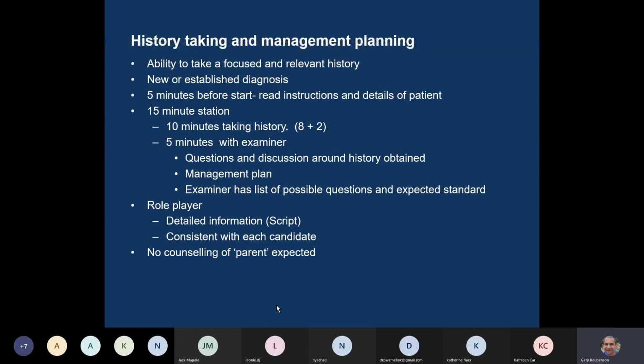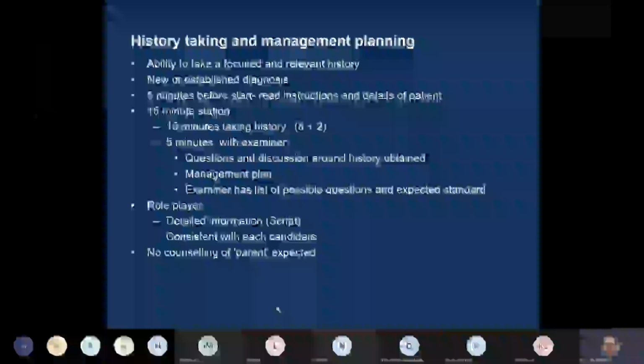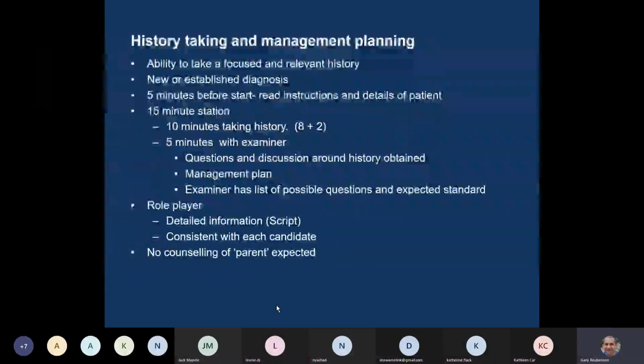Structure is fairly similar: 5 minutes before to read the instructions and plan what you're going to do. 15 minutes inside, of which 10 minutes are actual history taking with the role player. With about 2 minutes left to go, the examiner will tell you, and you'll kind of round off. And then you've got 5 minutes with the examiner.